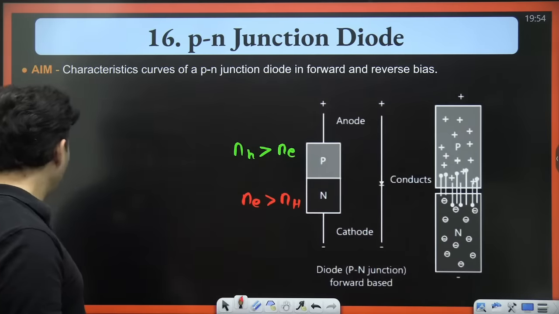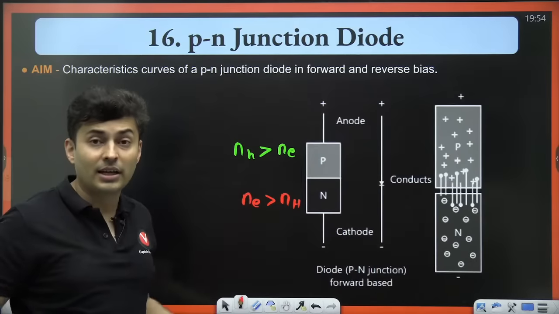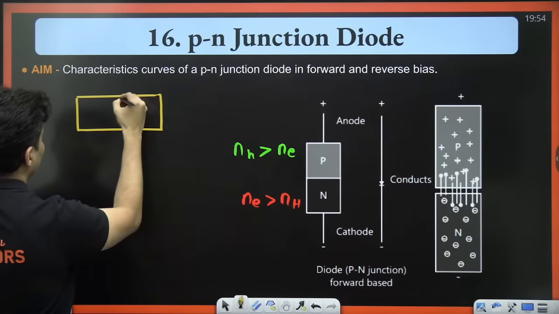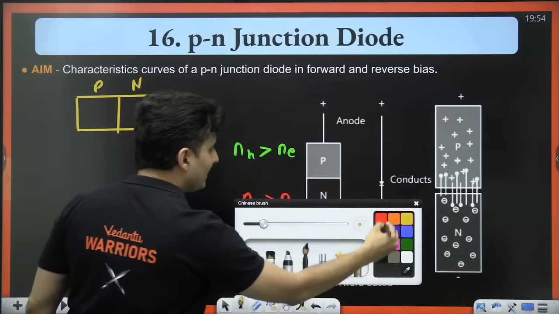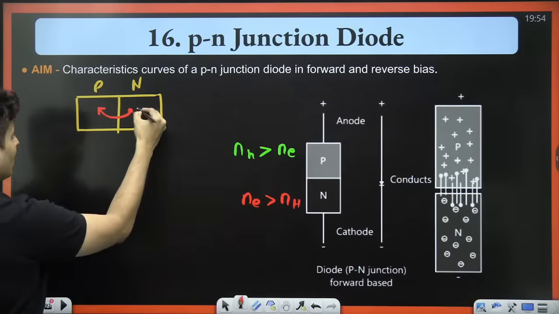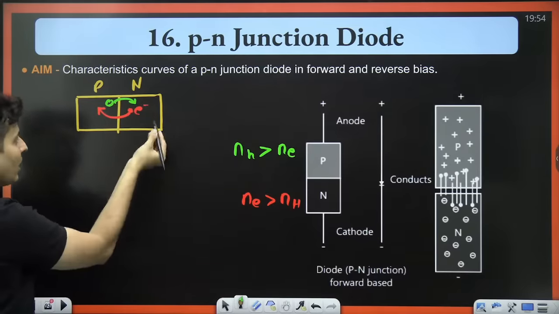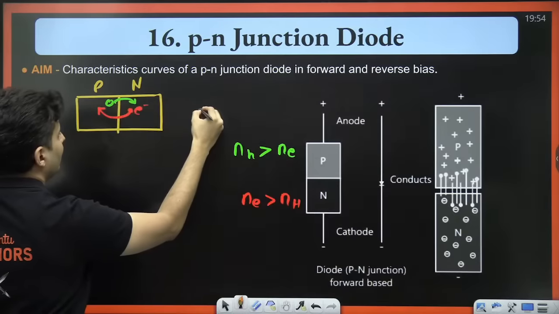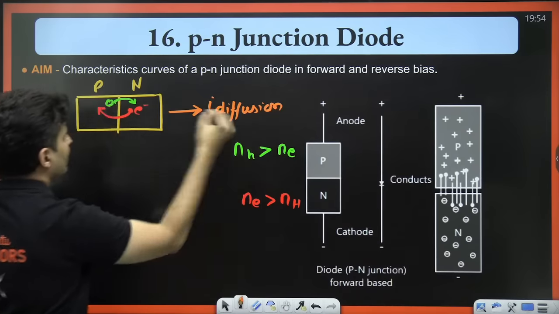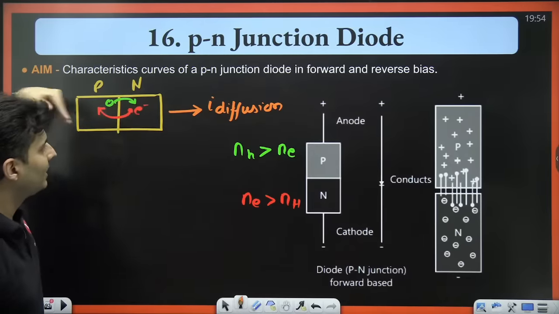And when that junction is formed, there are two things which happen. There is a diffusion current and a drift current. Both things happen. Remember that. So when you have a PN junction, the electrons from the N go towards the P, and the holes from here go towards this side, because of which there is a diffusion current set up from P to N. If negative charges go here and positive charges go here, the current's direction is the flow of the positive charges.